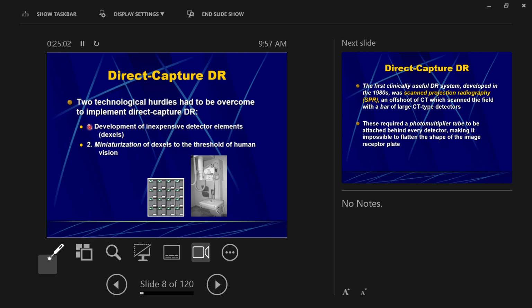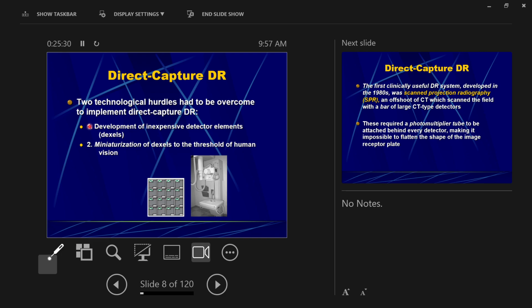First was the development of inexpensive detector elements, dexels. A dexel is to the cassette what a pixel is to the TV screen. Okay, it's a detector cell. It's a tiny little square that detects radiation. That tiny little square on the plate will eventually become a pixel on the TV screen.